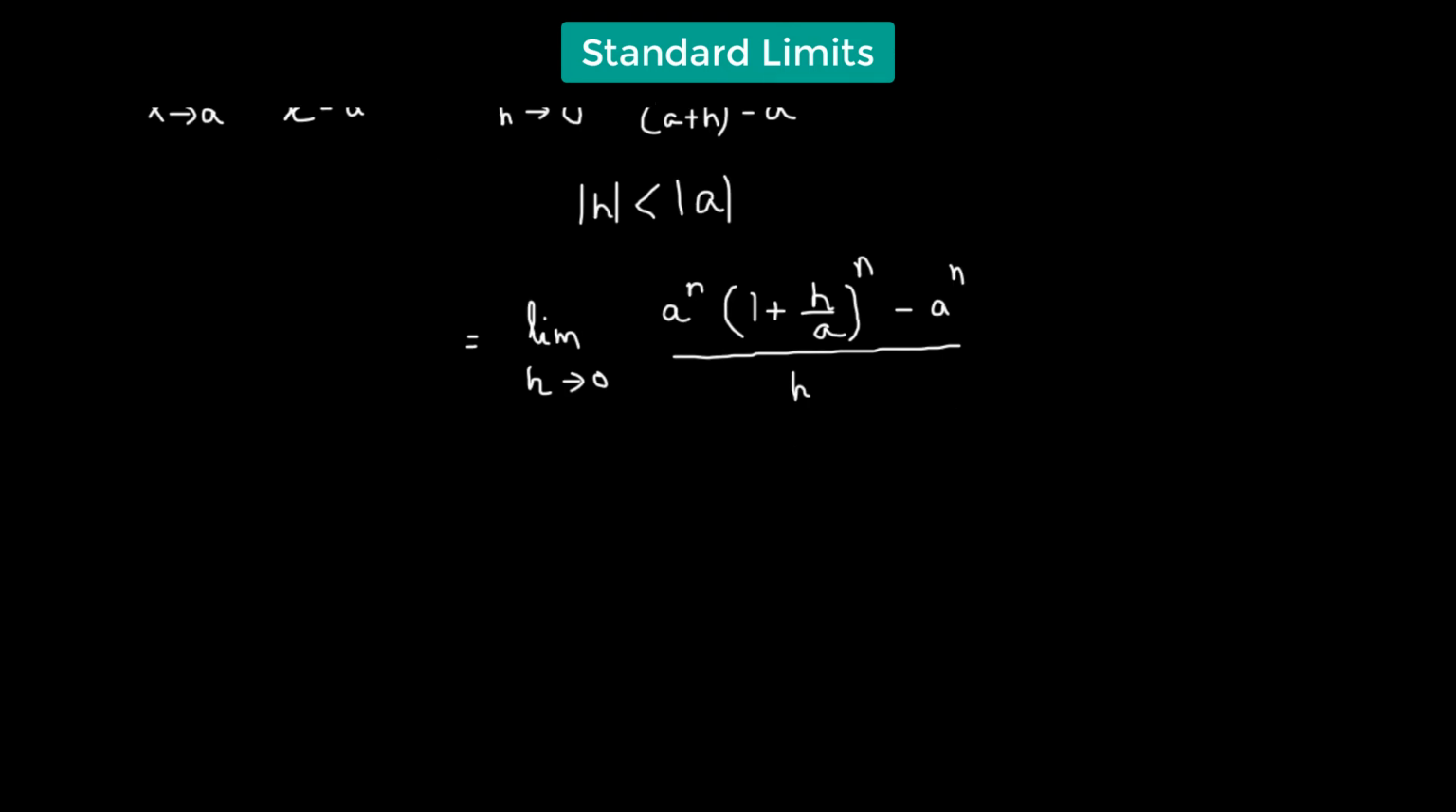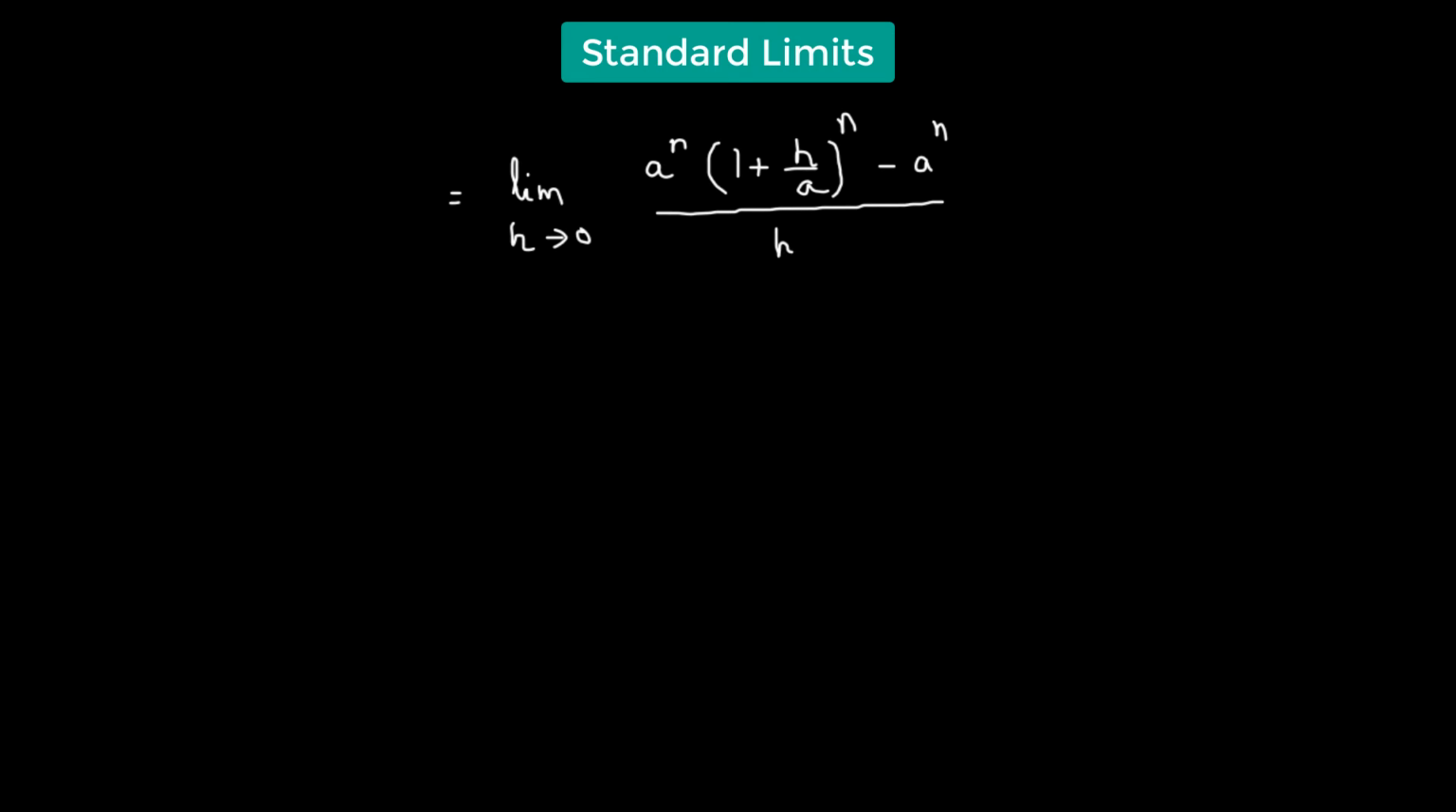Now we're going to apply the binomial theorem for any given index n. So we have 1 plus x raised to the power of n, where n is any index. So this can be expanded as 1 plus nx plus n times n minus 1 over 2 factorial times x squared and the rest of the higher order terms. So let us apply that. So this will give us the limiting value of h approaching 0.